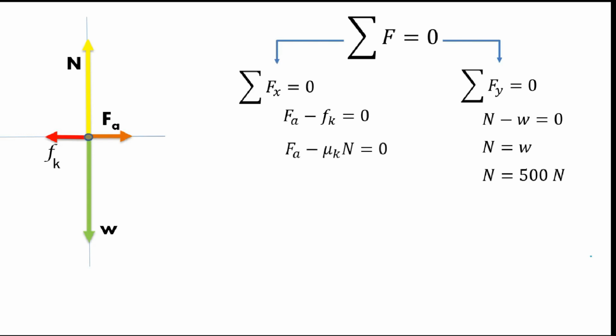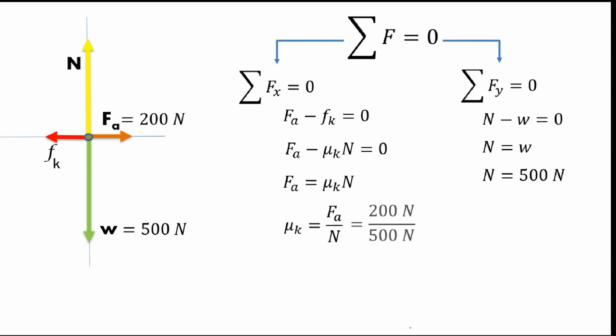So our equation is applied force minus coefficient of kinetic friction times normal force. Let's derive this to find mu k. That will be Fa equals mu k times N, and mu k is equal to applied force divided by the normal force. The applied force in this second case is 200 Newton and the weight is 500 Newton, which is also equal to the normal force. If we substitute the given, the applied force is 200 Newton divided by 500 Newton. Cancel again the units. So the coefficient of kinetic friction is 0.4.